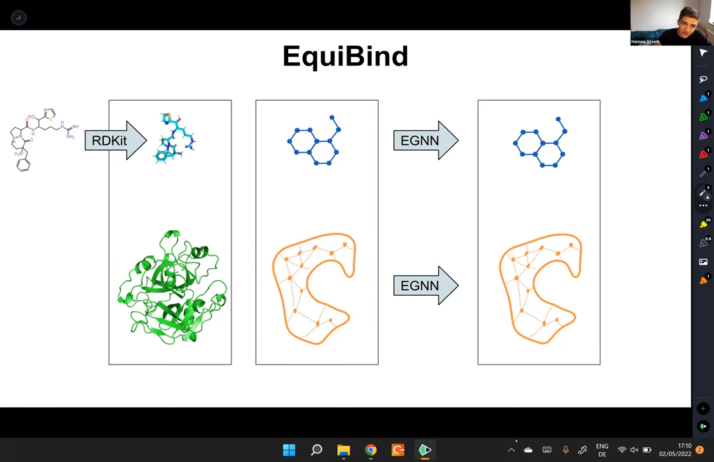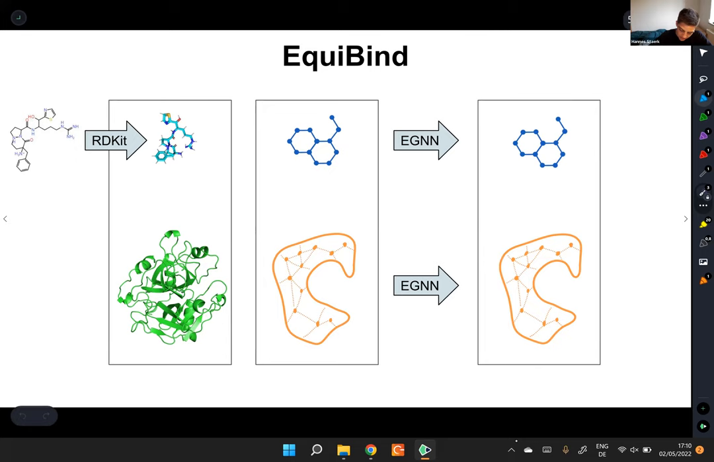We only have the alpha carbons as nodes in our graph, and we connect them with a radius. Like if another alpha carbon is in the radius of our first alpha carbon, then they're connected. And this way we end up with this graph of the protein here as well.